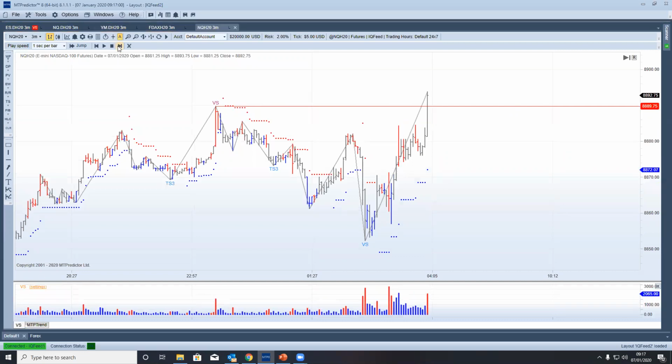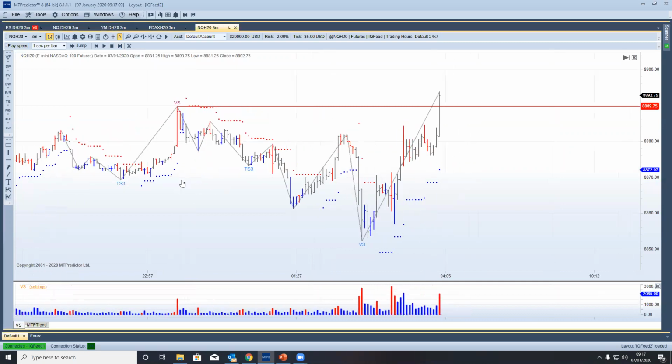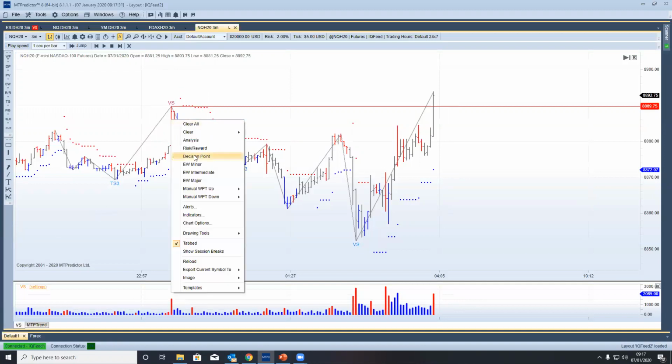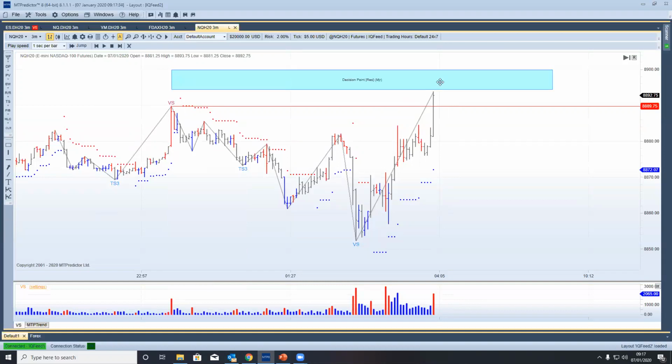So what do you think if we go forward and amateur traders suddenly see this? They see the market spike through a previous high on a big wide range bar on increased volume. Most amateur traders would look at this and say, that's a breakout. In other words, a break to new highs on high volume, and the market is then going to go higher. That's what most amateur traders would think. However, as MTPredictor, we have an advantage, because if I come back to this high, right mouse click, do decision point, we have the advantage of knowing that there's an area of potential resistance there.